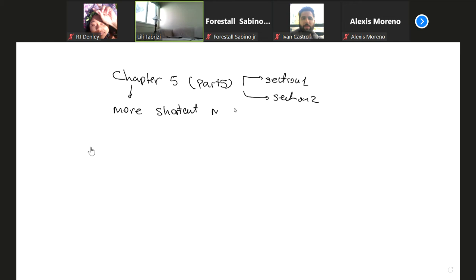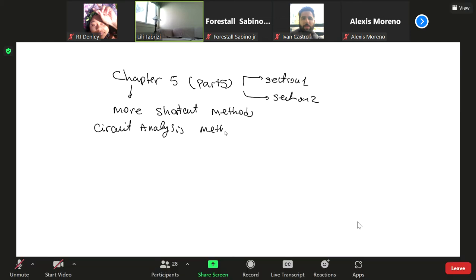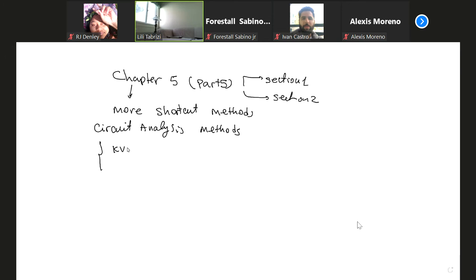Shortcut methods. Okay, circuit analysis methods so far, general circuit analysis methods. So far, we have KVL and KCL. This is considered a general method. The problem with the general method is that you have many equations and many unknowns. So that's why we try to avoid the general method.